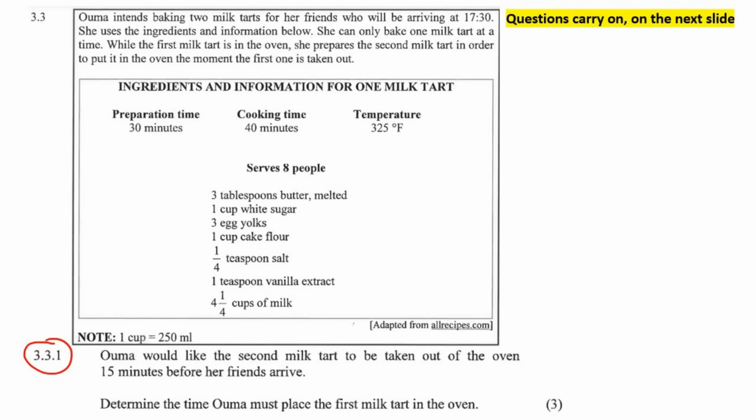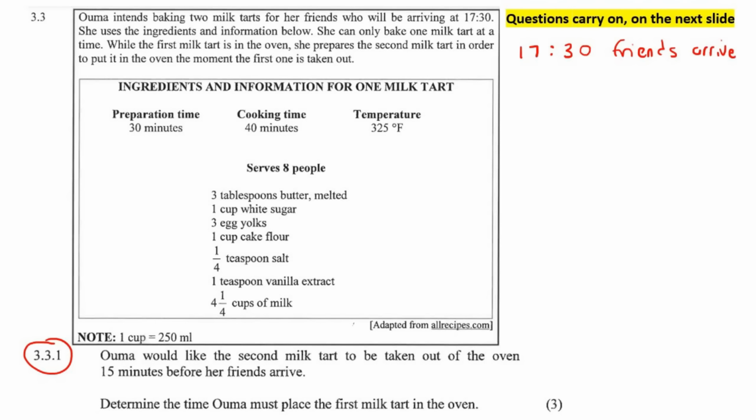So it says here, Oma would like the second milk tart to be taken out of the oven 15 minutes before her friends arrive. Determine the time that Oma must place the first milk tart in the oven. Okay, so we have a mission, guys. The friends arrive at 17:30. Okay, so that's when the friends arrive.